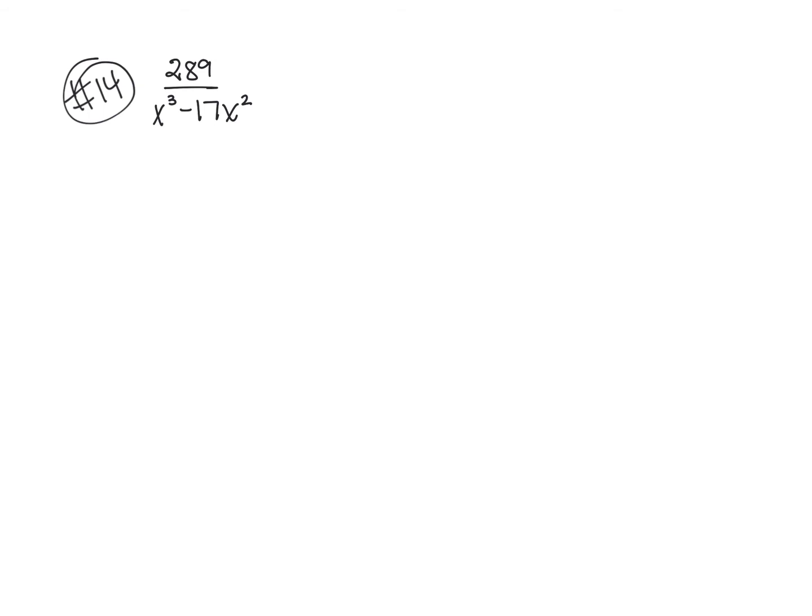This problem actually asked you to take the integral of 289 over x cubed minus 17x squared dx. And there are a few things we could do to rewrite this initially. I mean, if you want to pull out the 289, so we're just dealing with a numerator of 1, that would be fine. Also, I'm going to factor this denominator to look like this.